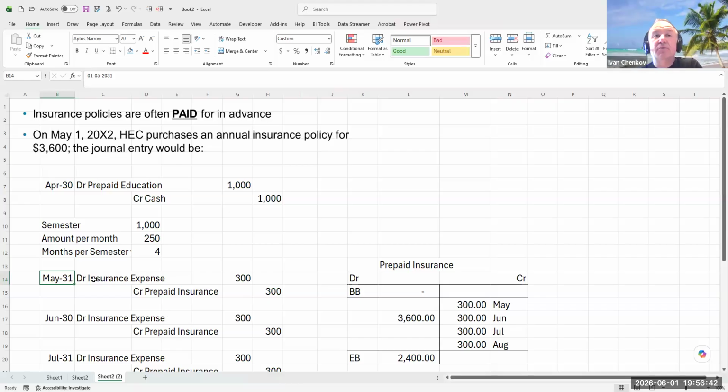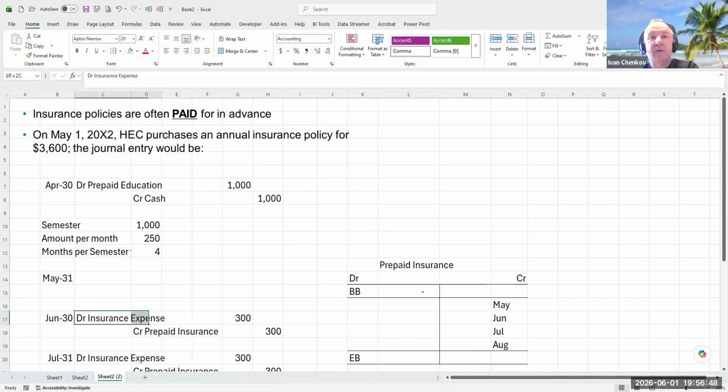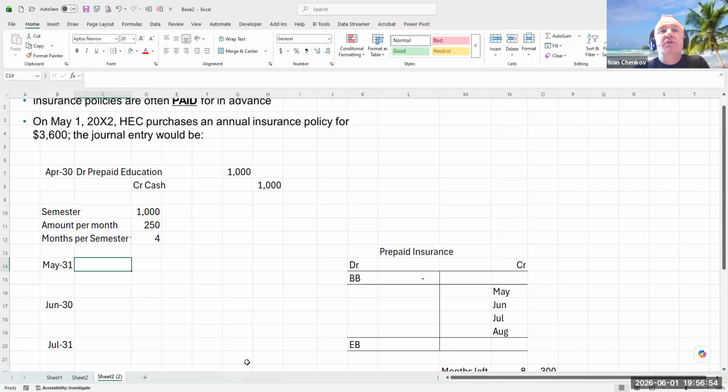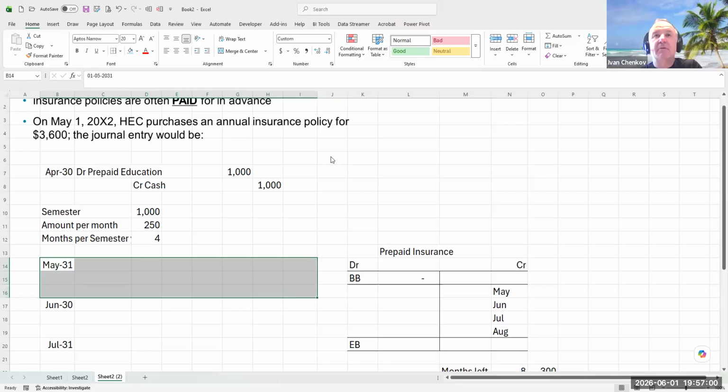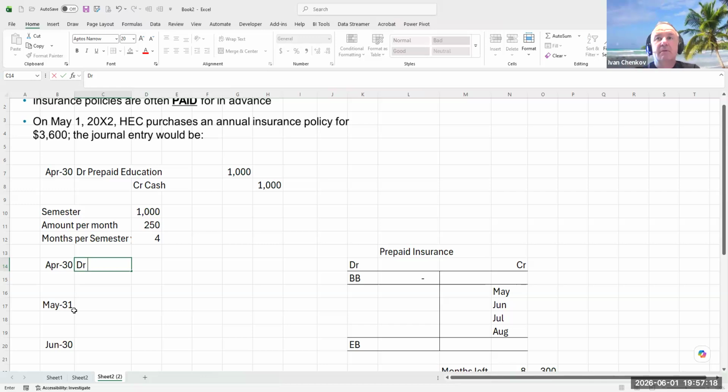What's the journal entry that you have to do now? Let's clear those so they don't bother you here. May 31st comes. What will be the journal entry? No, let's do the April 30th first. Let's start logically. On April 30th, you have to pay for that. What's going to happen? Which account should I debit? Actually, we did it. I'm sorry. It's already here. April 30th: debit prepaid education, 1,000, credit cash.